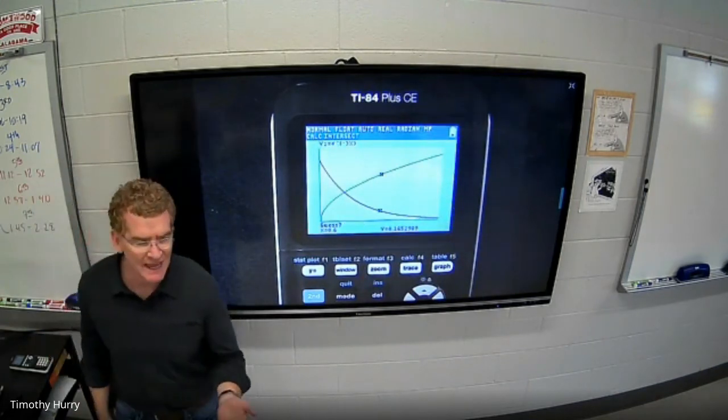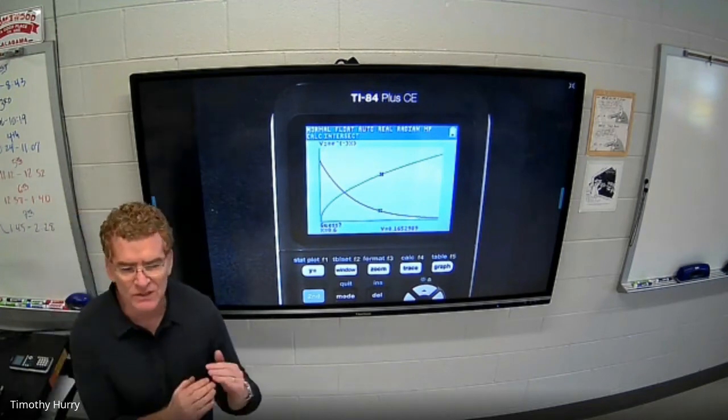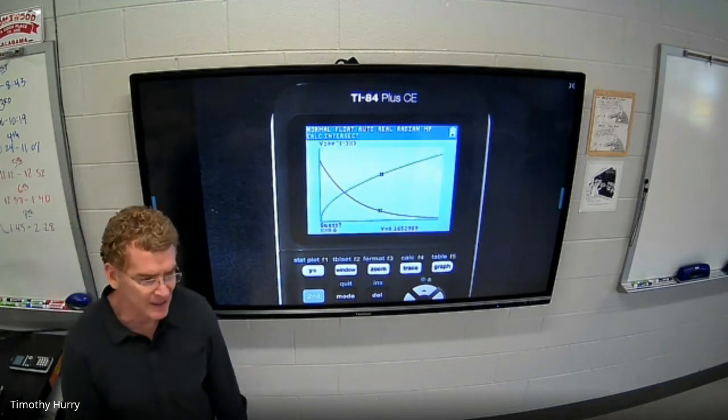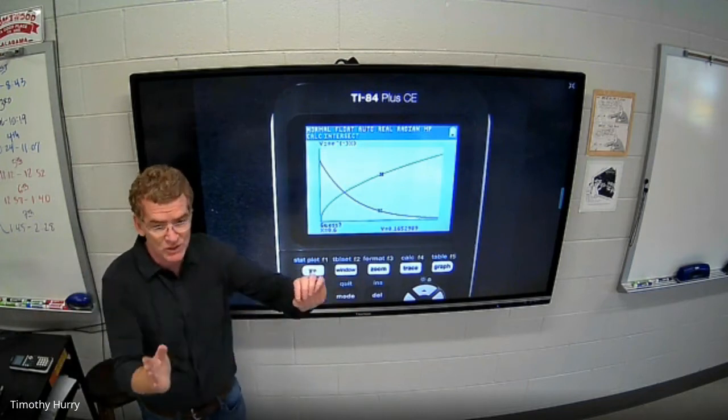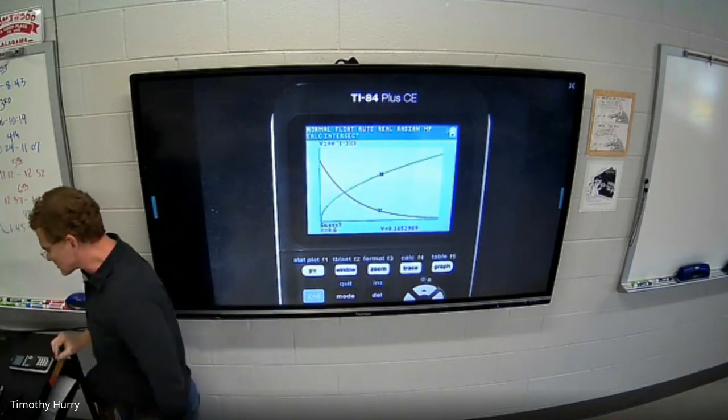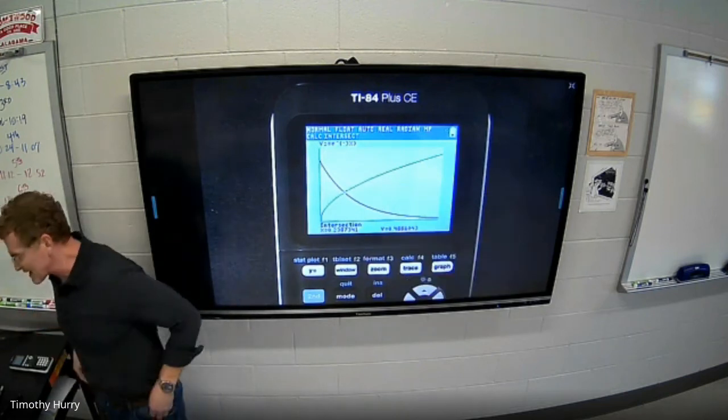And when it says guess, if it only crosses in one spot, then just hit enter again. If it crosses in multiple spots, then get your cursor close so it knows which one you want. But there's only one place, so I'm going to hit enter, and it gives me that intersection value.